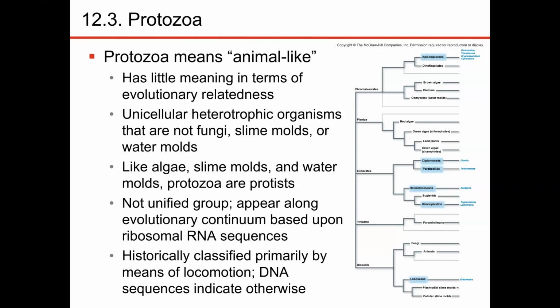The term protozoan means animal-like, but that doesn't mean that they are related very closely to animals. Actually, protozoans are also an ununified group, and you can see you have protozoans up here, and you have protozoans down here. So there are different common ancestors that are leading to those protozoans. This is a non-unified group, which is not a happy place to be.